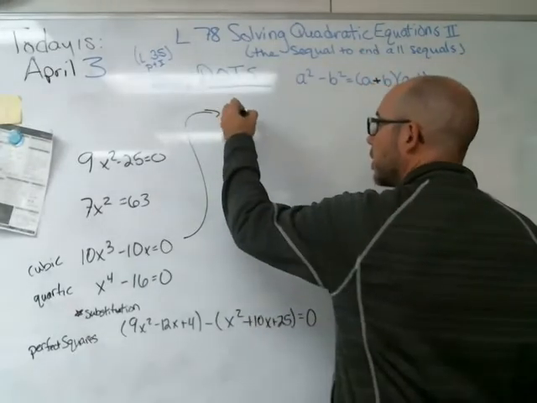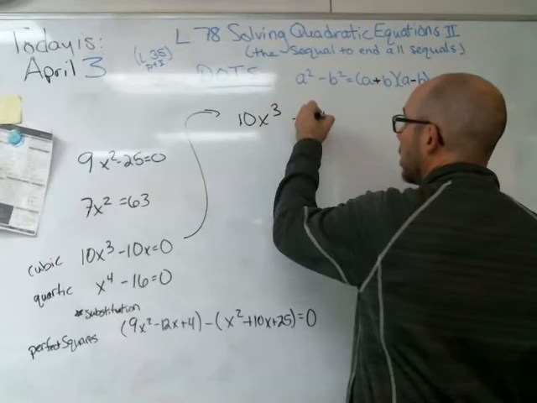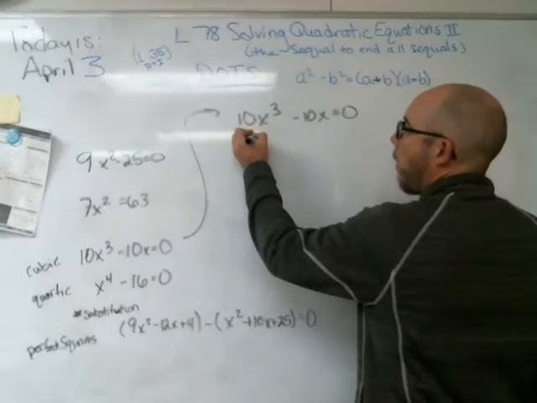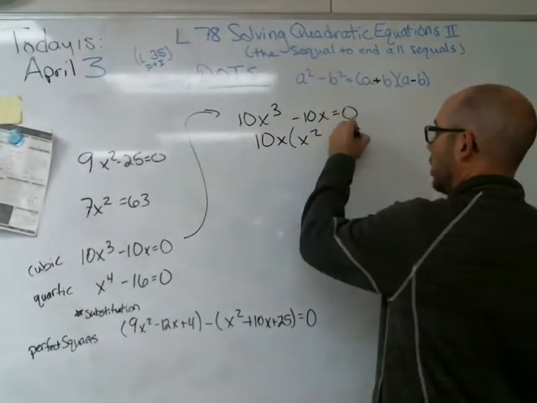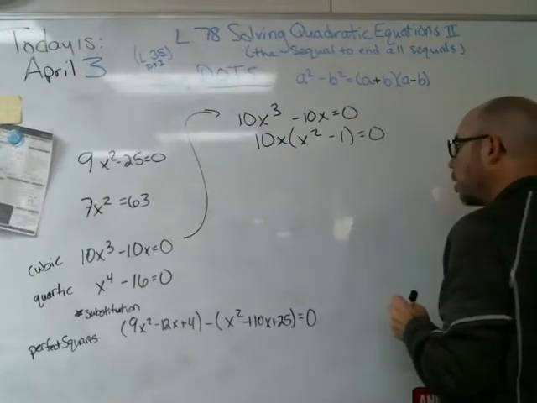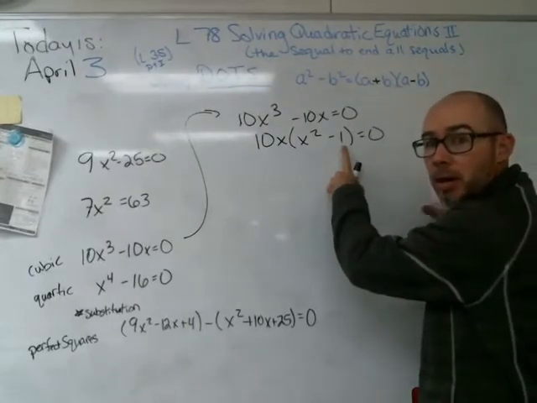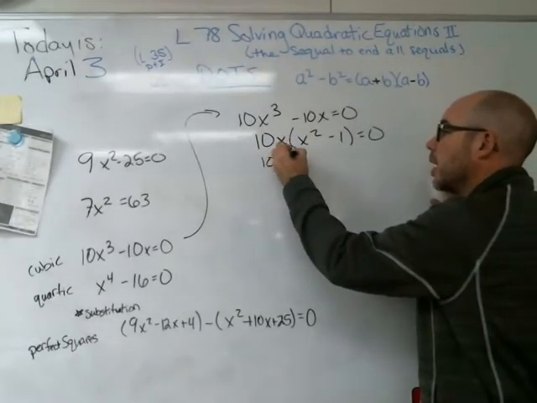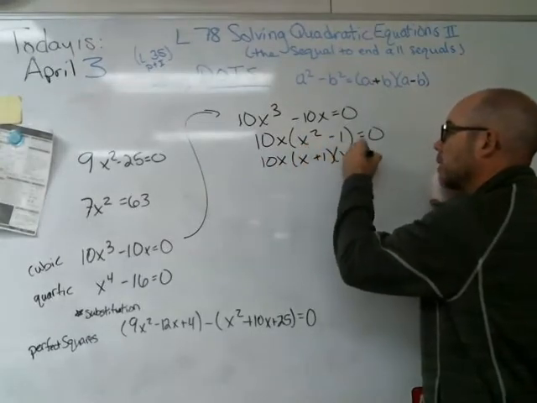Well, I'll move this one up here. 10x cubed minus 10x. We see that both of them have a 10 and an x in there. We factor out the 10 and the x, and we're left with x squared minus 1. Oh, we failed. Oh, no, we didn't, because 1 is a perfect square. So this factors down to 10x, x plus 1, x minus 1.